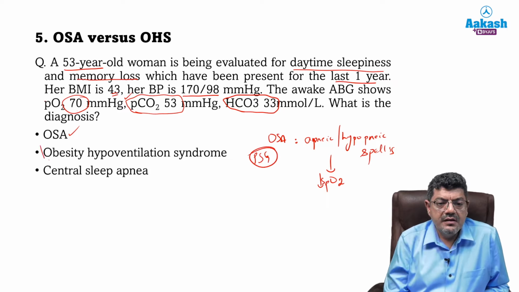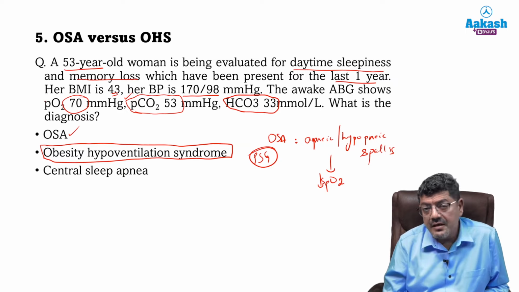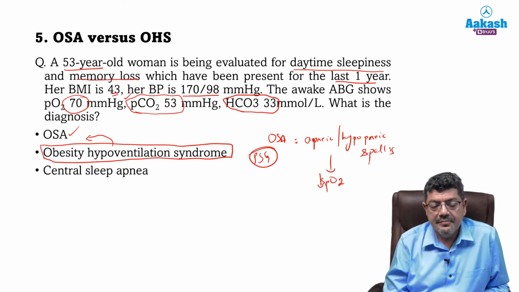Until we do that, this is obesity hypoventilation syndrome. Most patients with obesity hypoventilation syndrome have OSA, right? But that diagnosis cannot be made without a polysomnogram. So the answer to this question is not OSA, it's OHS, obesity hypoventilation syndrome.